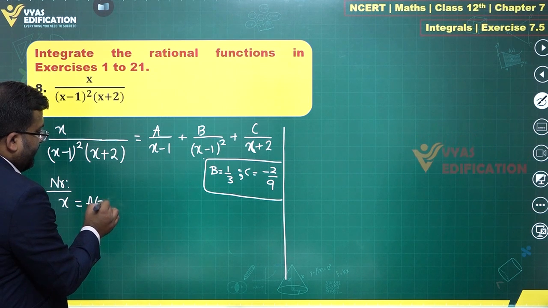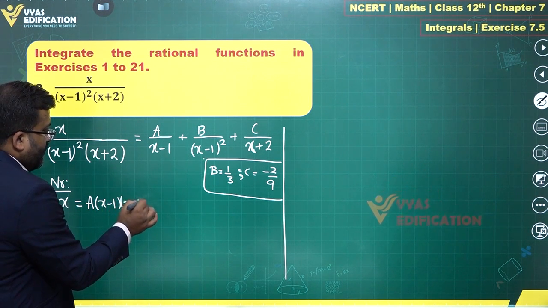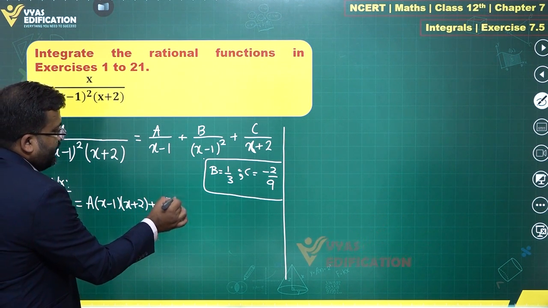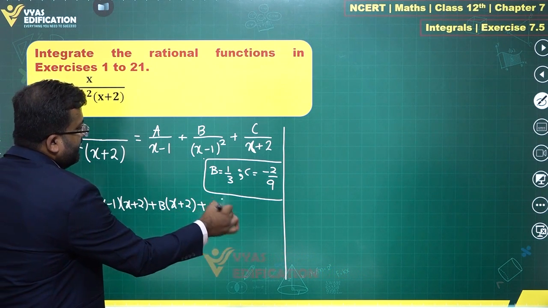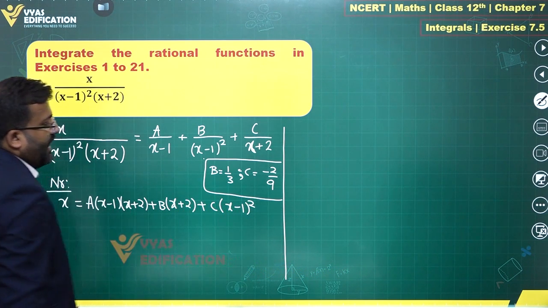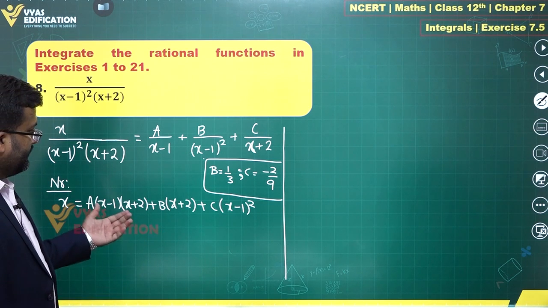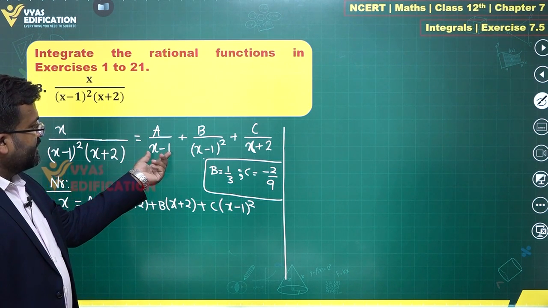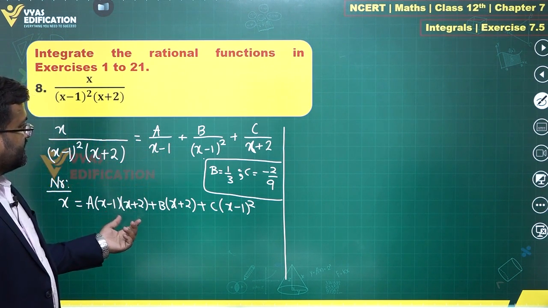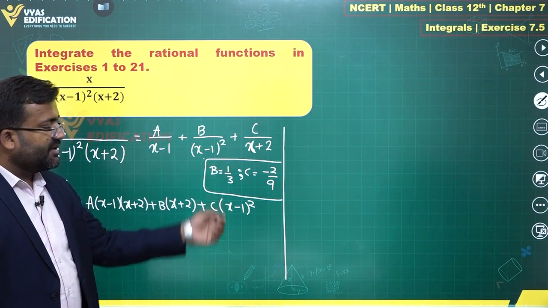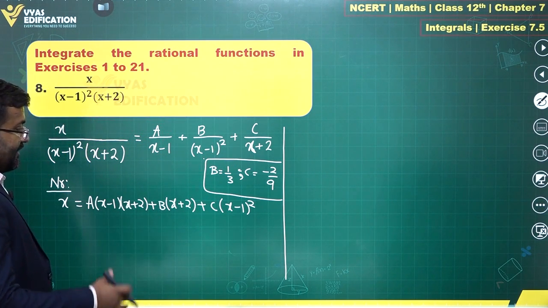So a will have x minus 1 times x plus 2 over here, plus b will have x plus 2 only, plus c will have x minus 1 square. Please note this, yes, this is what it will have. So there's x minus 1 missing over here, x plus 2 missing over here, that comes over here. There's x plus 2 missing, that comes over here, x minus 1 square comes over here. Right, that's the LCM.